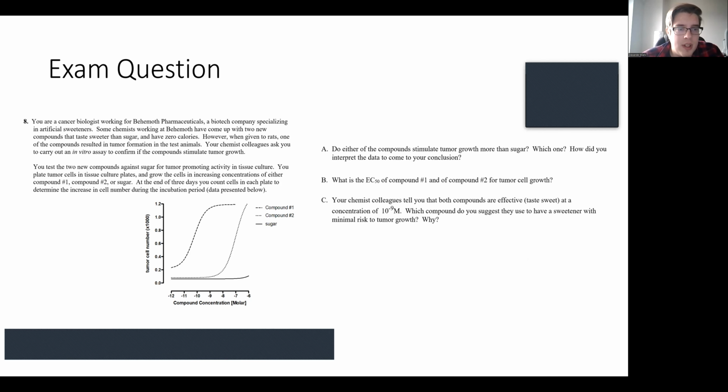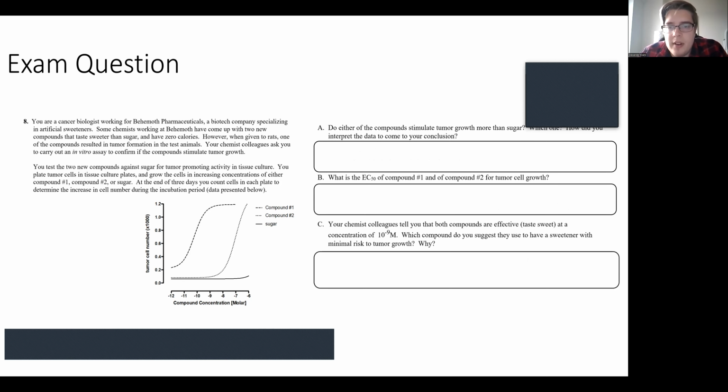You plate tumor cells in tissue culture plates and grow the cells in increasing concentrations of either compound 1, 2, or sugar. At the end of the 3 days, you count cells in each plate to determine the increase in cell number during the incubation period, which is presented below in the graph. So, do either of the compounds stimulate tumor growth more than sugar? Which one, and how do you interpret the data to come to your conclusion?